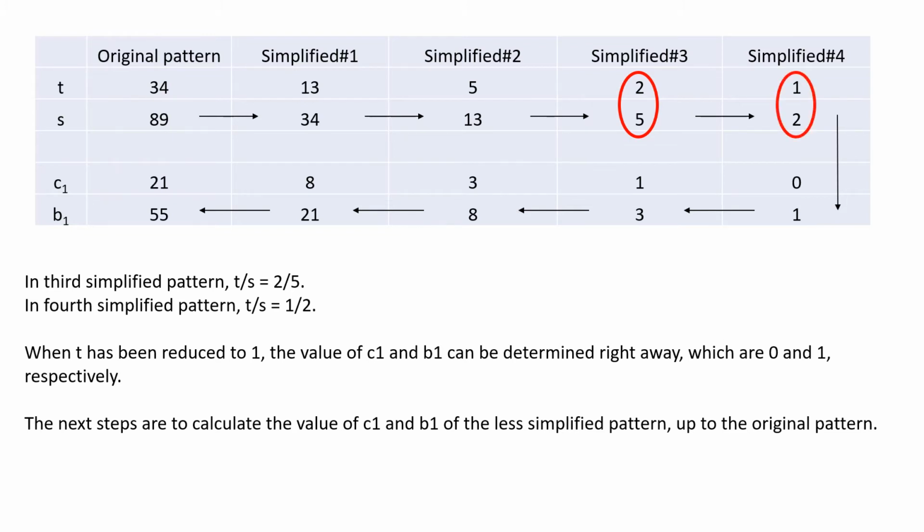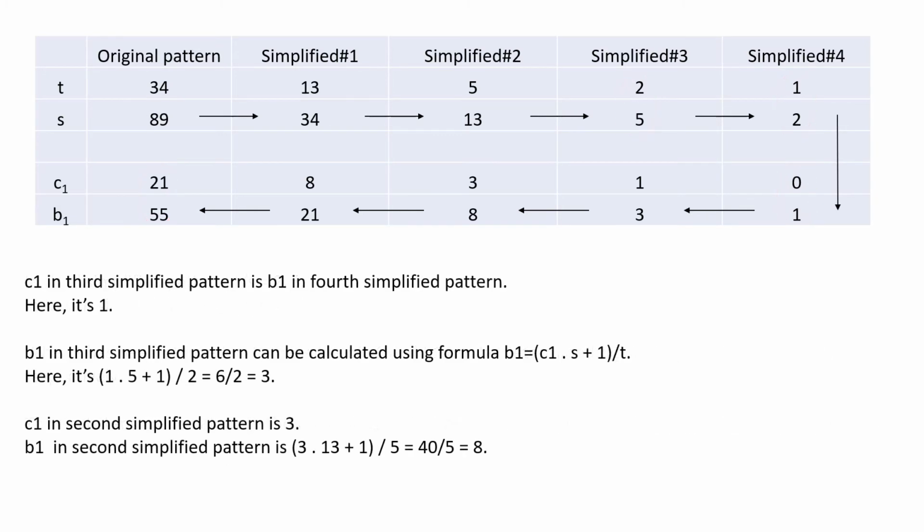When T has been reduced to 1, the value of C1 and B1 can be determined right away, which are 0 and 1, respectively. The next steps are to calculate the value of C1 and B1 of the less simplified pattern, up to the original pattern. C1 in third simplified pattern is B1 in fourth simplified pattern. Here, it's 1. B1 in third simplified pattern can be calculated using formula B1 equals C1 times S plus 1, divided by T. Here, it's 1 times 5 plus 1, then divided by 2. It equals 6 divided by 2, which equals 3.